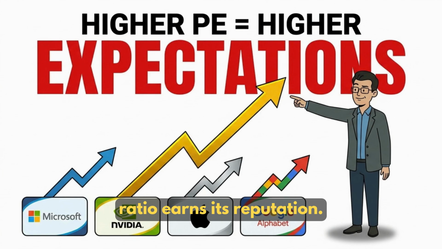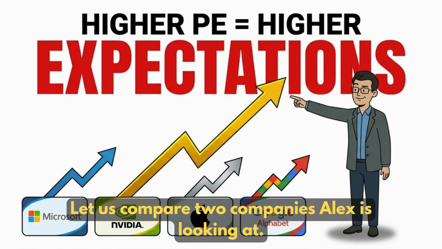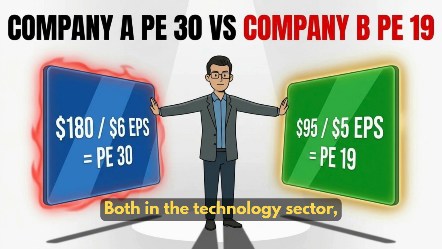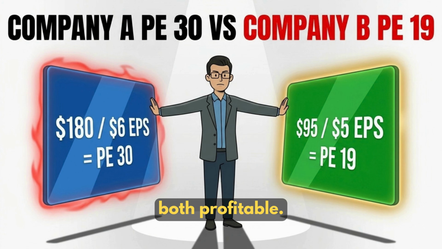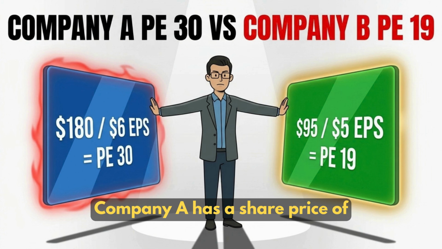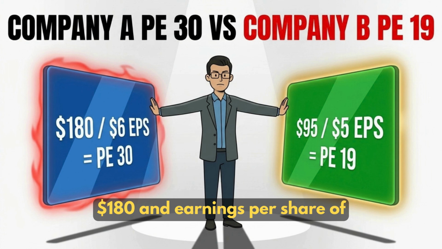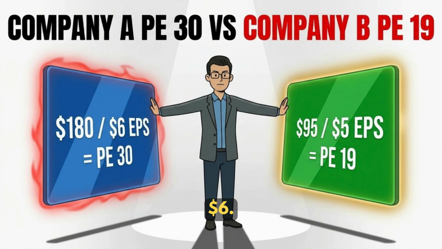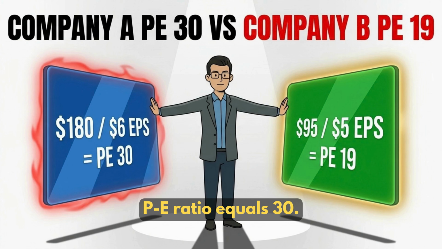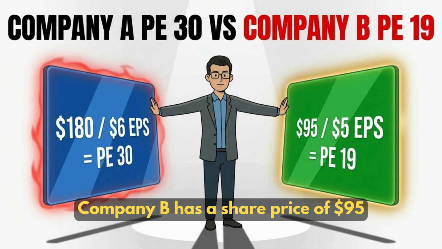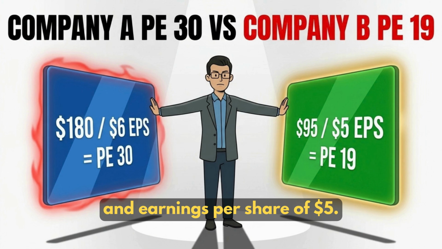This is where the P/E ratio earns its reputation. Let us compare two companies Alex is looking at. Both in the technology sector, both profitable. Company A has a share price of $180 and earnings per share of $6. P/E ratio equals 30. Company B has a share price of $95 and earnings per share of $5.